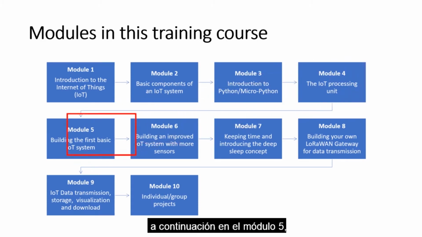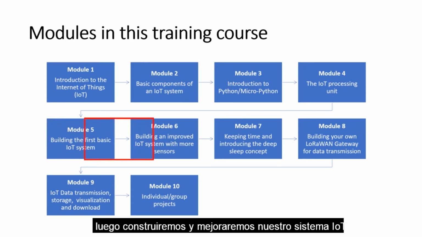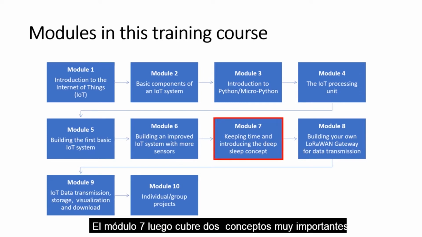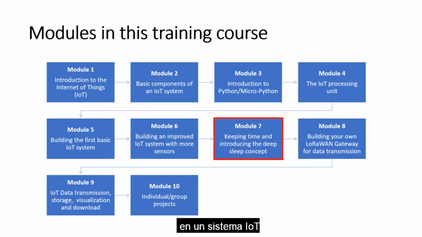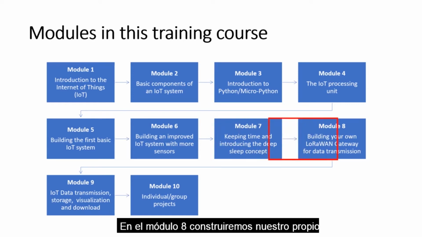Next, in Module 5, we will build up the first basic IoT system. We will then move ahead and build an improved IoT system with more sensors in Module 6. Module 7 then covers two very important concepts in an IoT system, the keeping time concept and the deep sleep concept. In Module 8, we will build our own LoRa gateway system for data transmission.